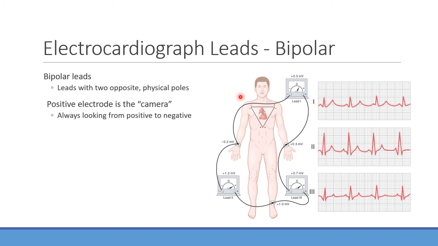And again, I put a link to a video. It's like a 40-minute video, but I think it does a really good job of describing this stuff as well. So you can look at that YouTube link whenever you're done with this. But basically, again, the positive electrode is the camera looking towards the negative. Okay, so good. Keep that relationship in mind right now.